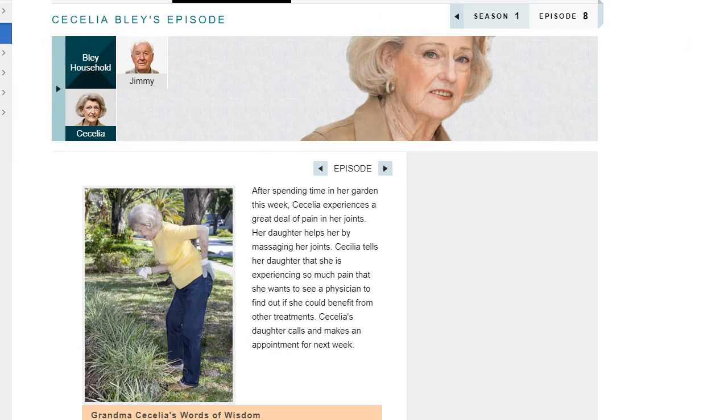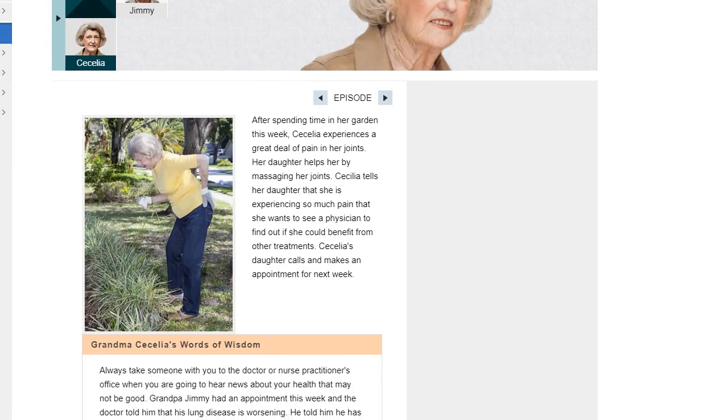So anyways, Cecilia tries to be very active. She spends time in her garden, and she experiences a lot of joint pain. Her daughter helps her by massaging her joints. Cecilia tells her daughter that she is experiencing so much pain that she wants to see a physician to find out if she could benefit from other treatments. Cecilia's daughter calls and makes an appointment for next week.